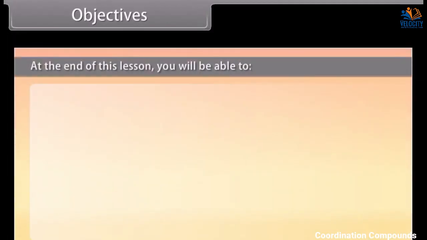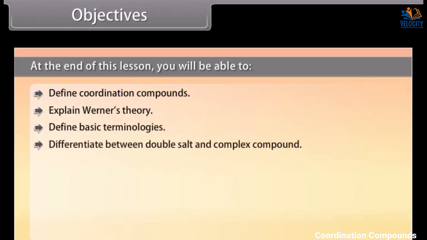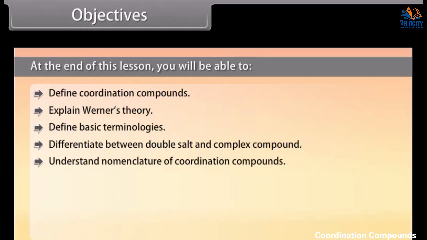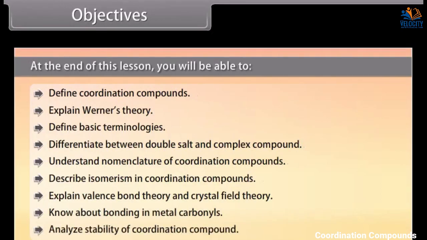At the end of this lesson, you will be able to define coordination compounds, explain Werner's theory, define basic terminologies, differentiate between double salt and complex compound, understand nomenclature of coordination compounds, describe isomerism in coordination compounds, explain valence bond theory and crystal field theory, know about bonding in metal carbonyls, analyze stability of coordination compound.